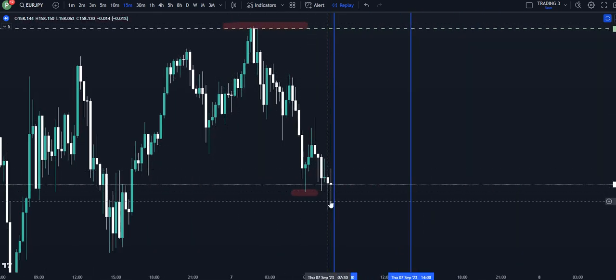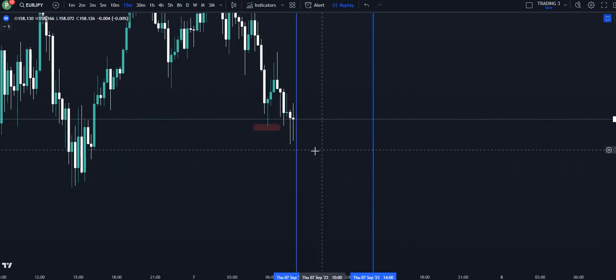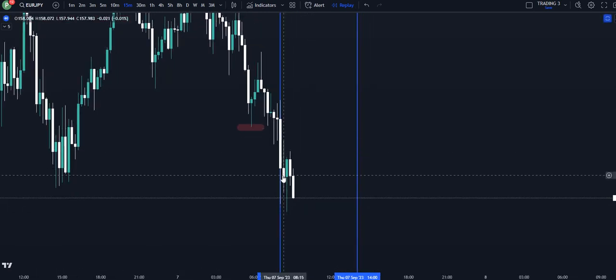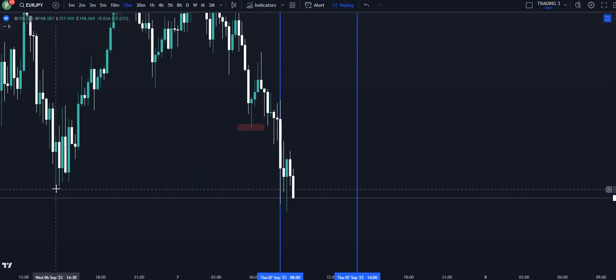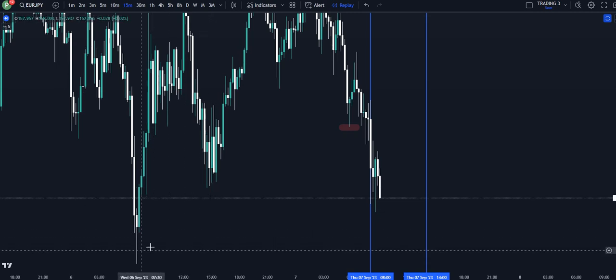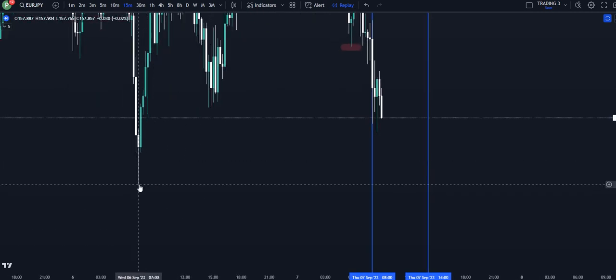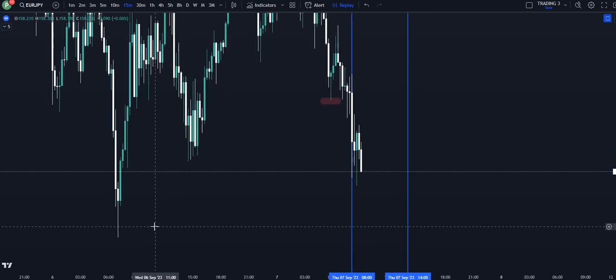And then before London open, we want to take our liquidity below the Asian session. Let's take a look. So we want to take it below the Asian session, also below the London session previously, but we're still looking here. So that's 7 o'clock London open.